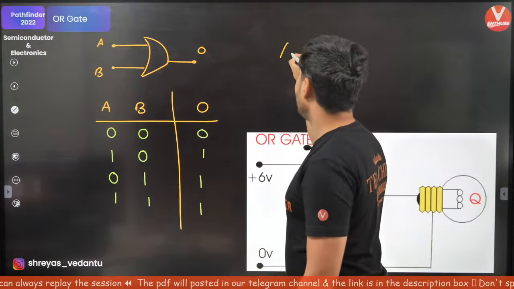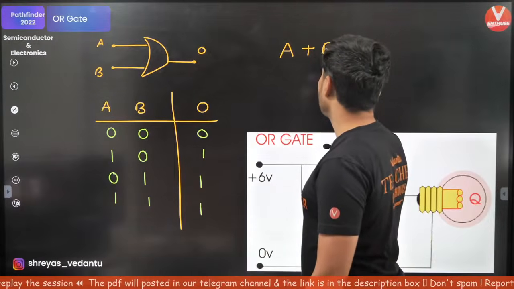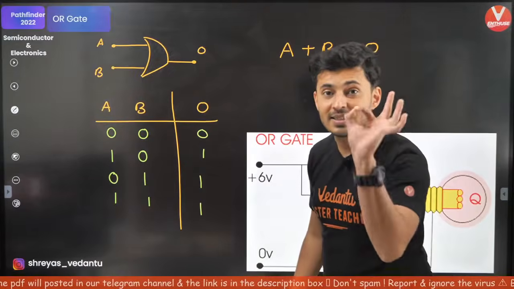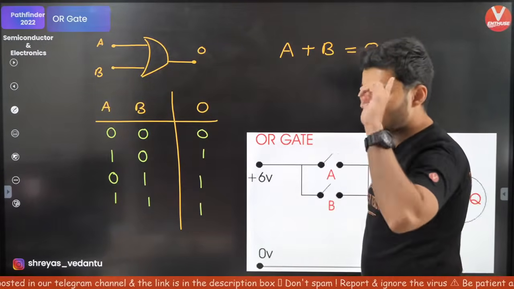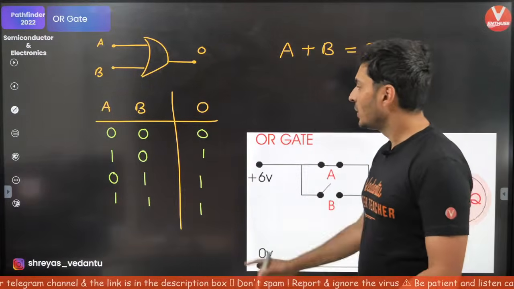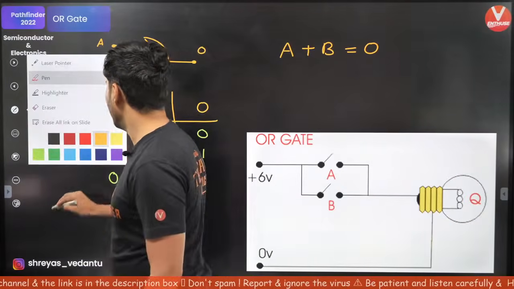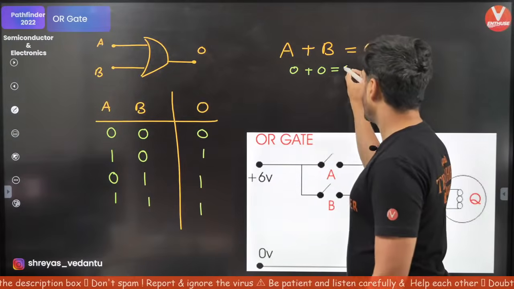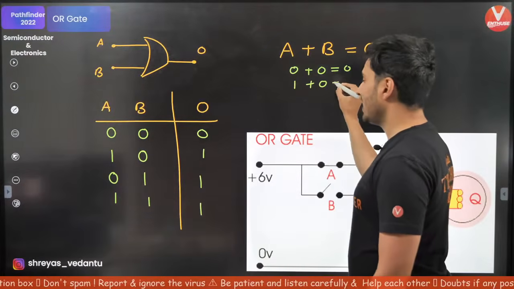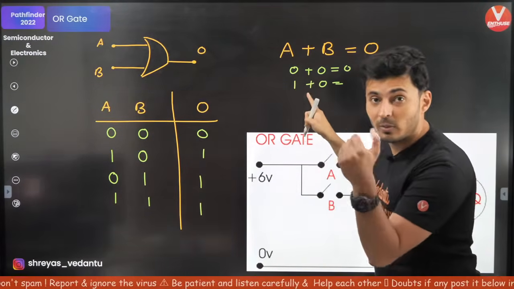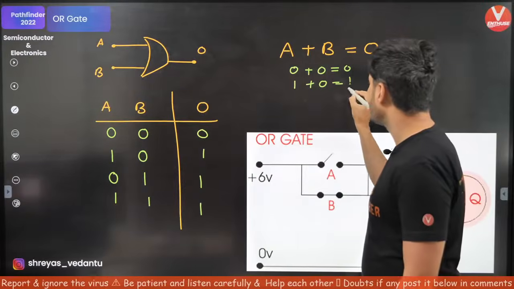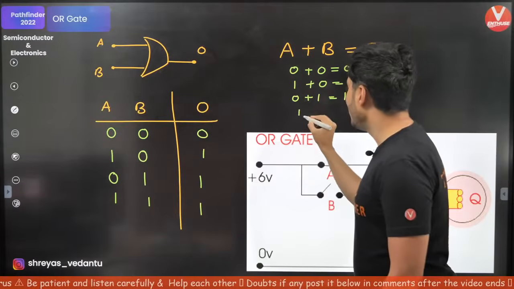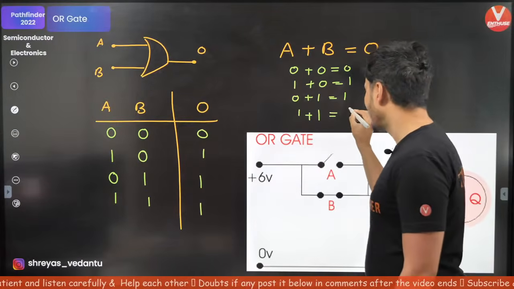You show it as A plus B is O. This plus stands for OR. Keep this in mind. So, interesting things that you saw over here is 0 plus 0 is 0. 1 plus 0 is 1, read plus as OR. 0 plus 1 is also 1, and 1 plus 1 is not 2, it is 1.